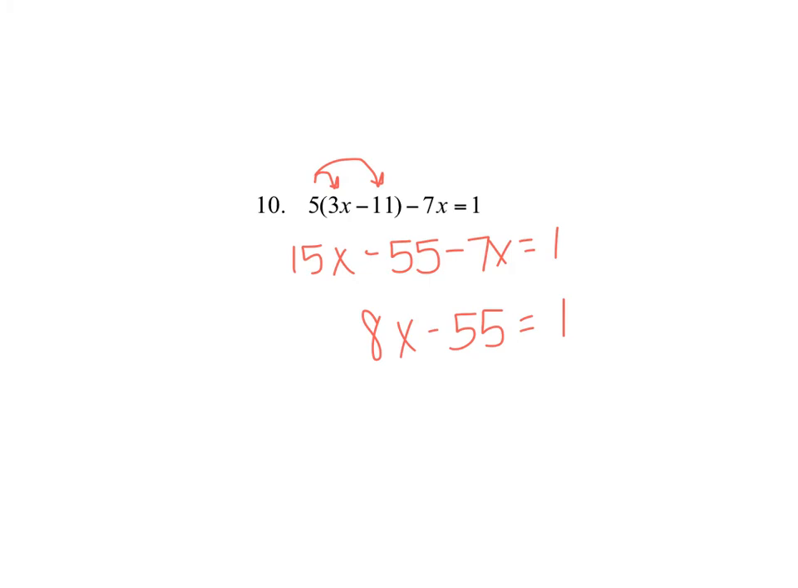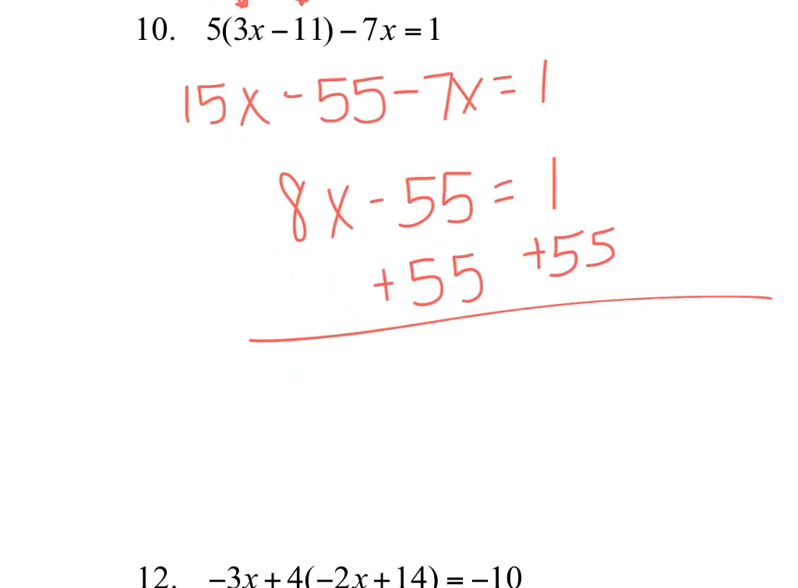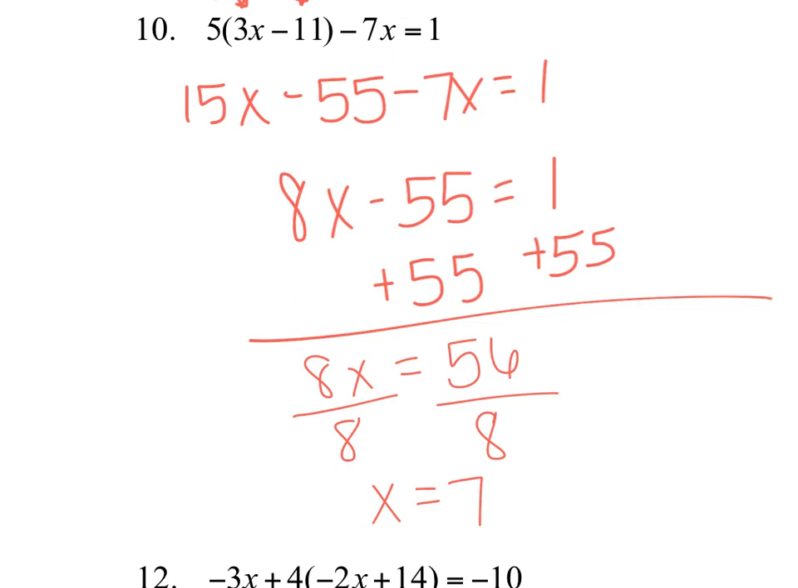Next thing we're going to do is add 55 to both sides because we want to get the variable by itself. So then that gives us 8x equals 56. 1 plus 55 is 56. Right now it's saying 8 times x, and we want to get x by itself. So we have to undo that multiplication with division. So we divide both sides by 8 to get x equals 7.